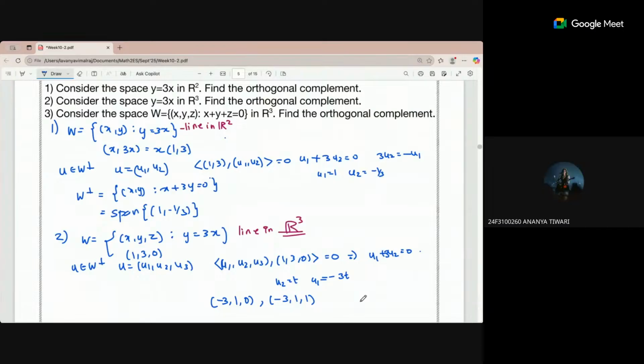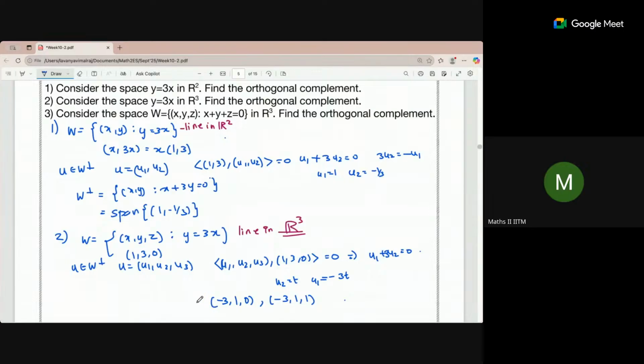And we can also write this as the vector minus 3 u2, u2, z. Then we can write this as minus 3 u2, u2, 0 plus 0, 0, 1. So anyway, 0, 1 is just one choice. Instead of 0, 1 you can put any vector so that these two are linearly independent.